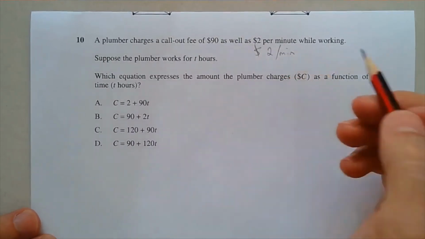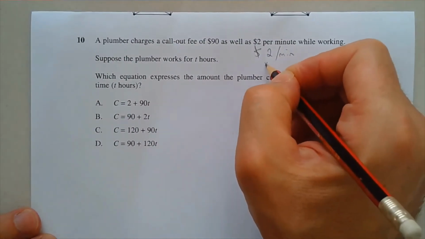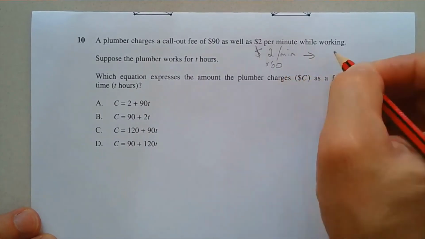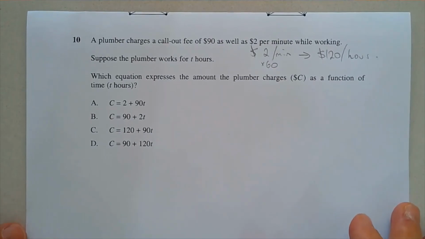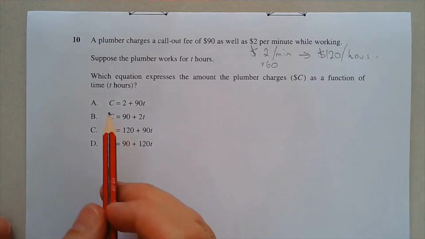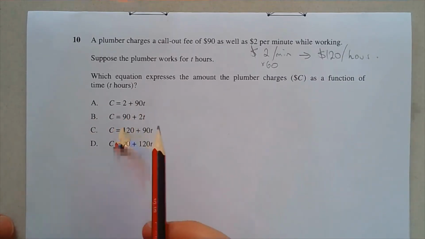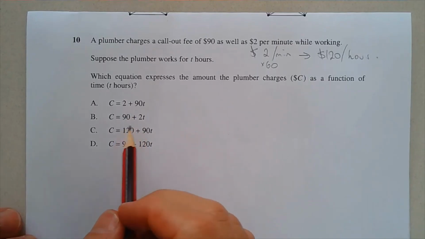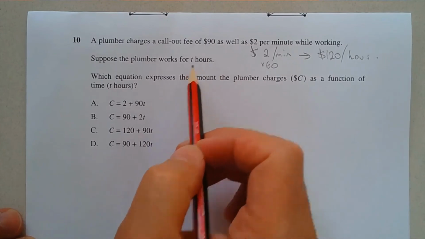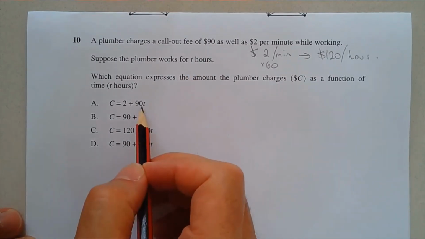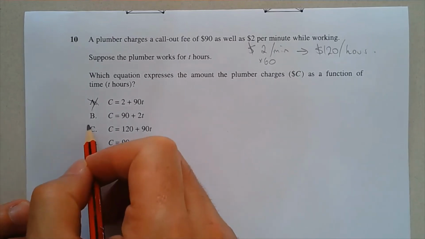There's 60 minutes, obviously, in an hour. So if we multiply that by 60, we end up with $120 per hour. So for every increase of T by 1, so an extra hour worked, it's an extra $120. So looking at the options there, we're charging $90, so that's just an upfront charge. So it's going to be 90 plus something. This 90 is not dependent on the amount of time that the plumber works. So the 90 and the T cannot be together. So it can't be A and it can't be C.